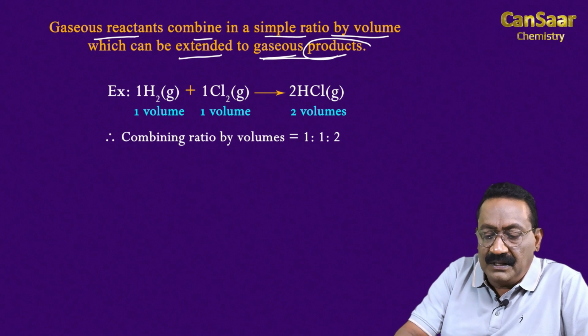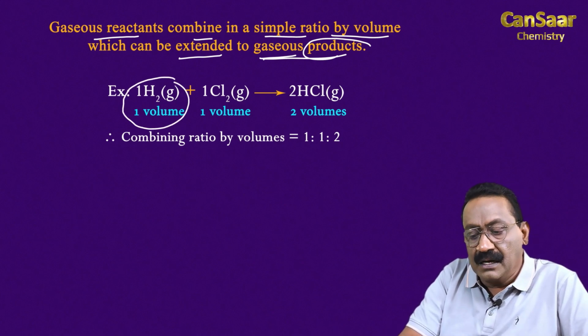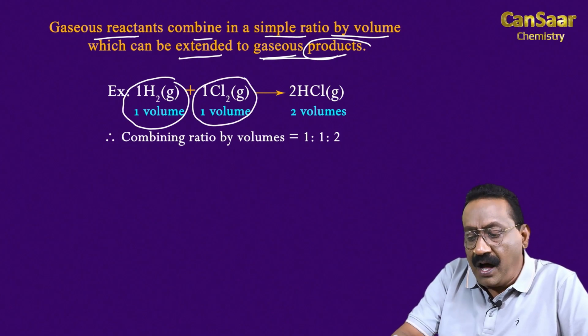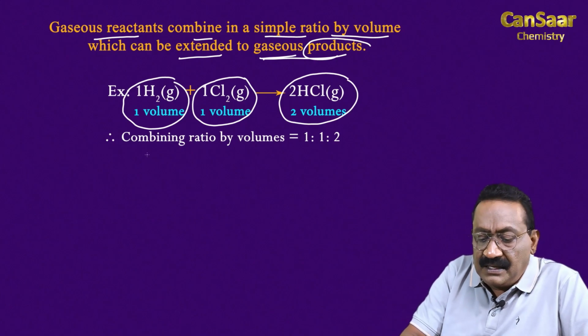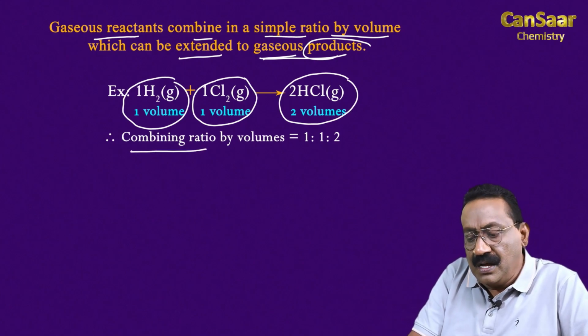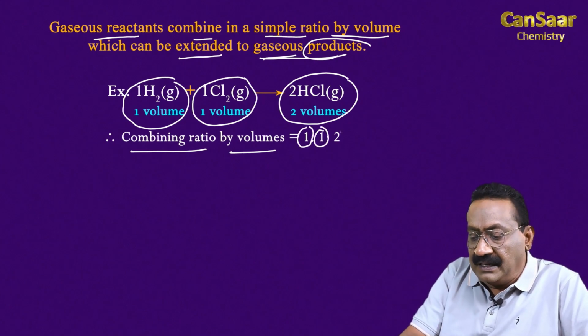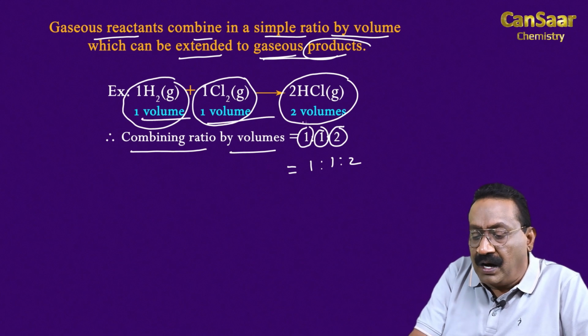For example, here one volume of hydrogen gas combines with one volume of chlorine gas, forming two volumes of HCl gas. Hence, the combining ratio by volumes, one volume of hydrogen combines with one volume of chlorine and gives two volumes of HCl. Hence, the combining ratio is 1:1:2 by volume.